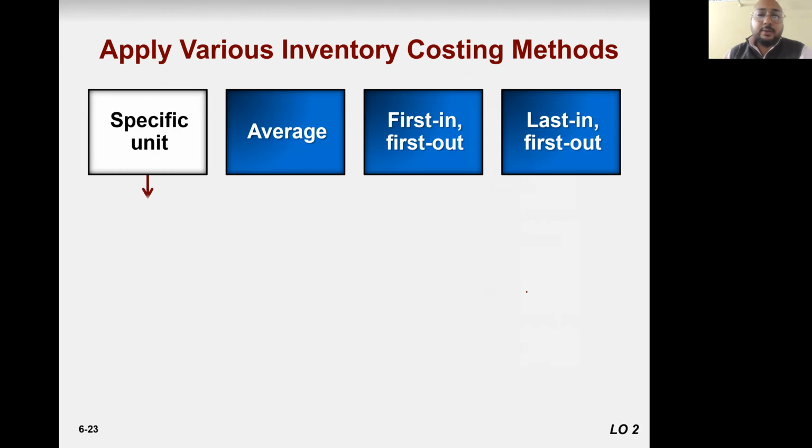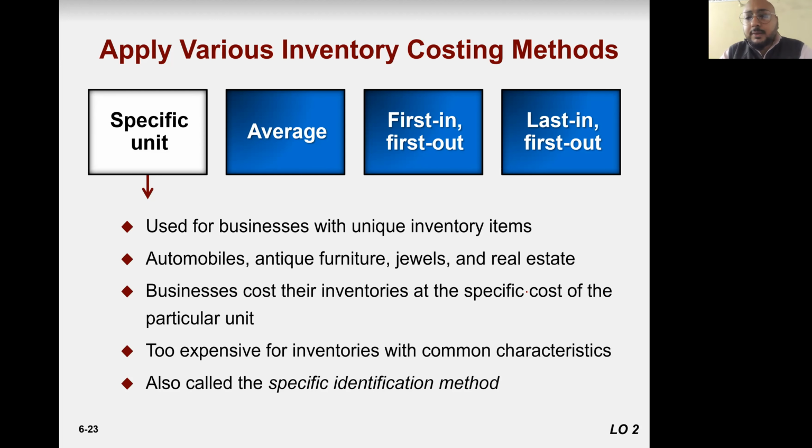So the specific unit method is used for businesses which have unique inventory. For example, antique furniture, especially automobiles and real estate, because every unit produced, every project produced, or every jewelry produced is different, is unique. That's why, and here, the automobile industry. We have different models, high-end models, luxury models, all right? So in that case, we use the specific costing method.